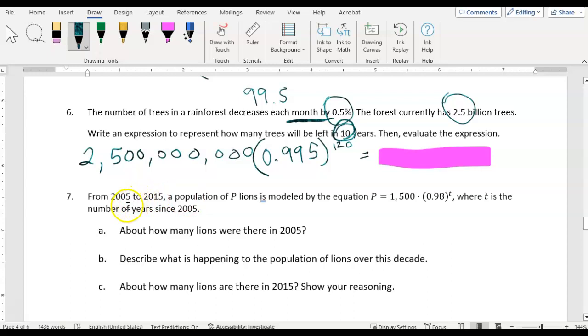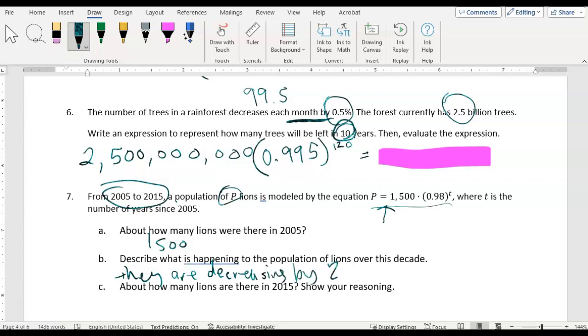All right, from 2005 to 2015, so 10 years, a population of lions is modeled by this equation, where T is the number of years since 2005. How many lions were there in 2005? So we can see this in our starting amount, it is 1,500. Describe what is happening to the population of lions over this decade. Because we're multiplying by a number that's less than 1, they are decreasing by 2%, or you could say 98% remains each year.